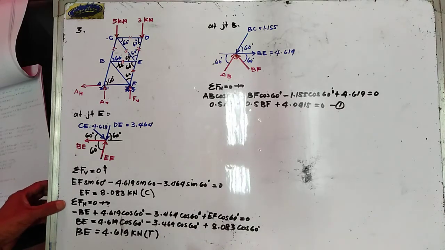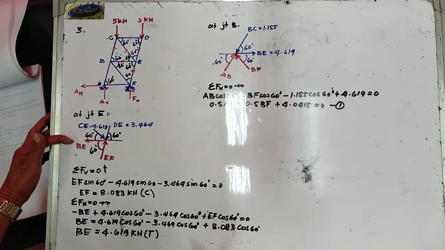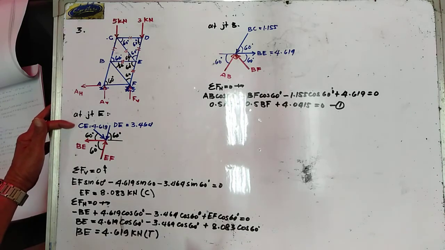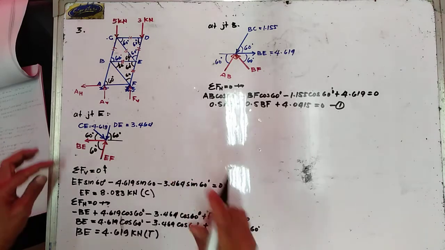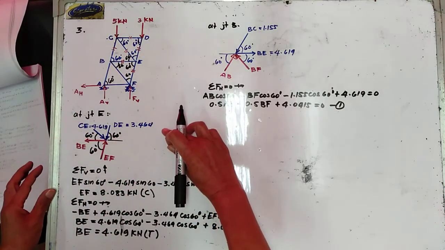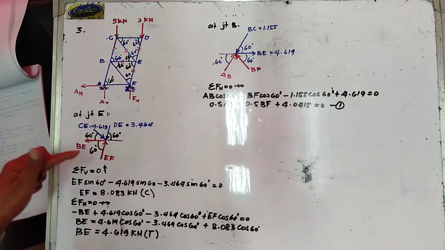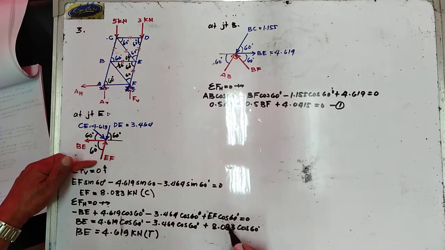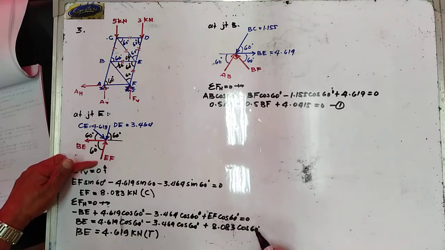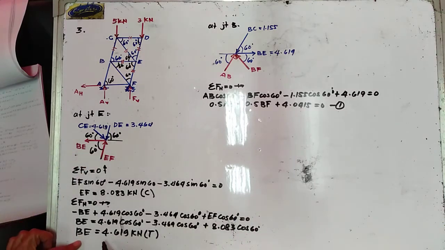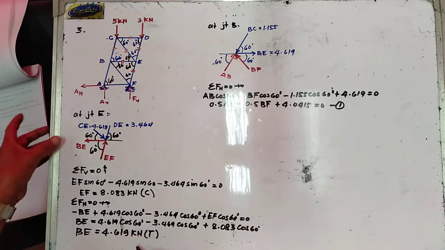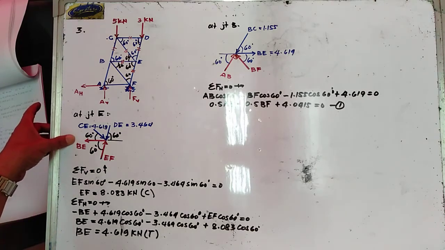Now, summation of forces horizontal is equal to 0, to the right forces positive. We have minus BE plus the horizontal component of CE, 4.619 cosine of 60 degrees, minus the horizontal component of DE, which is 3.464 cosine of 60 degrees, plus the horizontal component of EF, which is EF cosine of 60 degrees. So BE is now equal to 4.619 kilonewton. We get a positive value, the assumed direction is correct, and that is in tension.